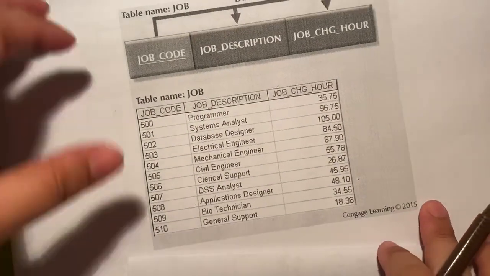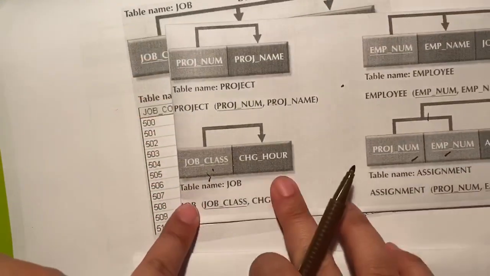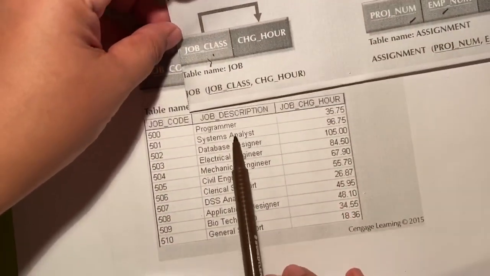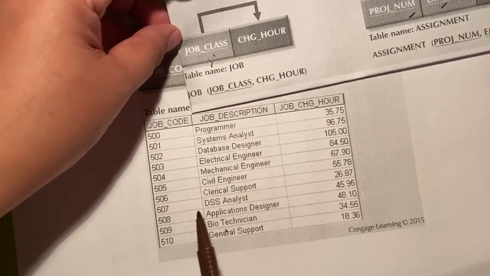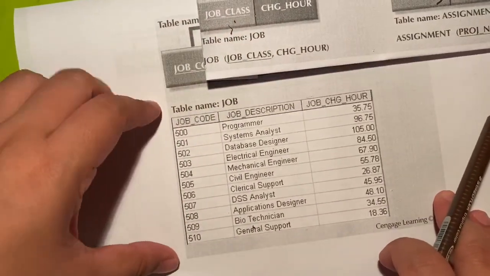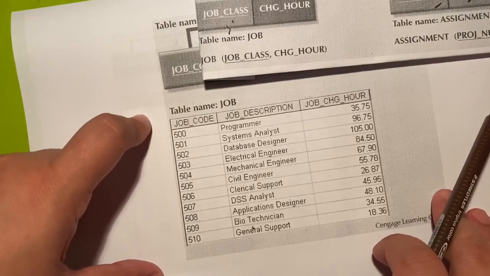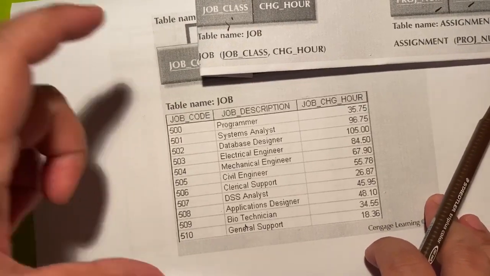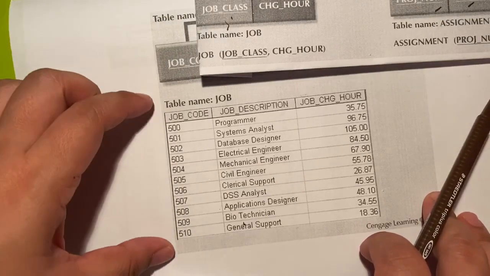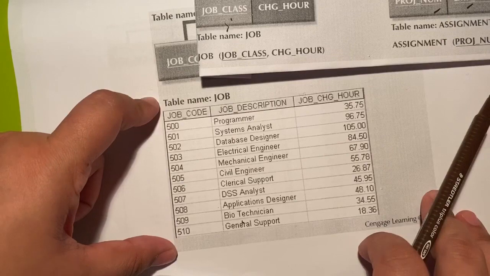Alright, next is the job class charge per hour. As we saw before, this is the job class. So how do we improve this table? You come up with a proper primary key, which you call something like job code or job ID, just so that it is a proper primary key.